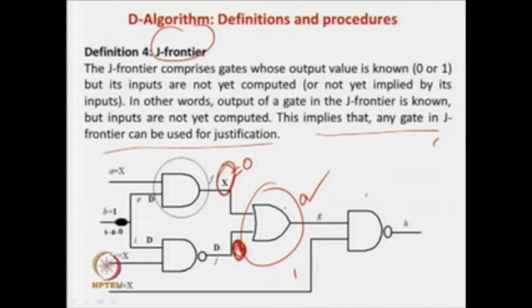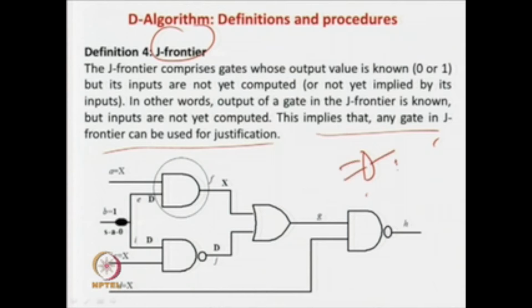That means this gate still has scope that the 0 can be justified over here. So, we will take this bigger example a bit later. Let us just take a very simple gate and understand the concept. So, let us take this case. We say that the output here is a 1, and for the time being, let us assume that the inputs are x and x.